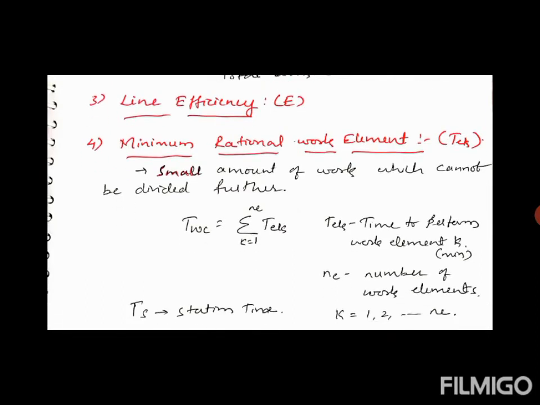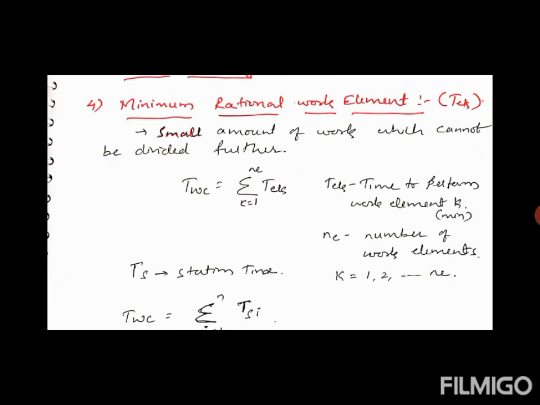That is what we can see here in the equation, where TEK denotes the time to perform work element K, one work element. N is the number of work elements, K is the work element index.